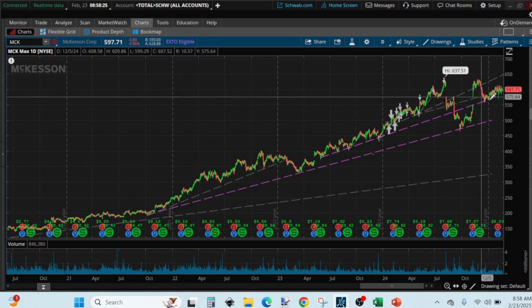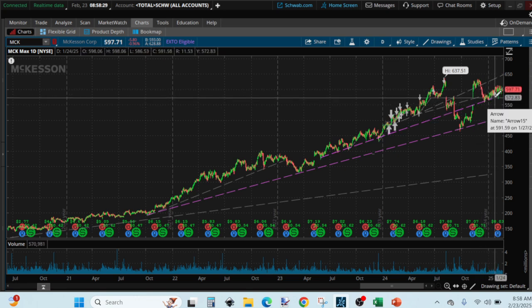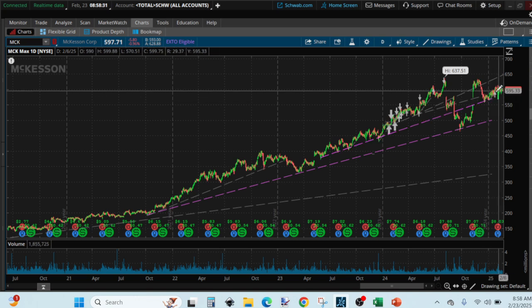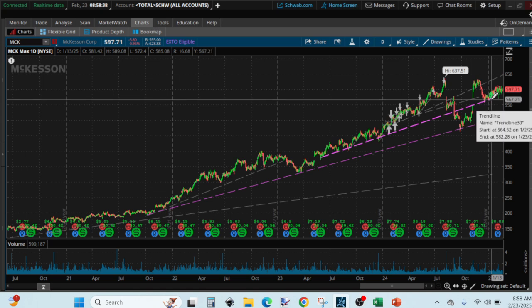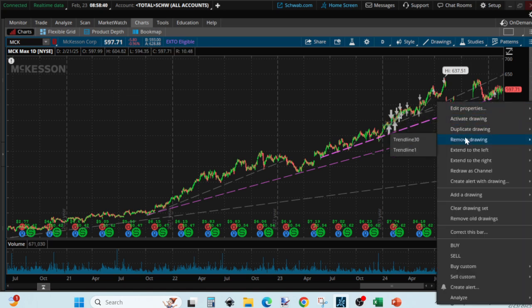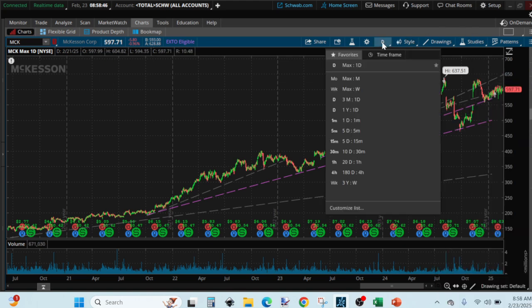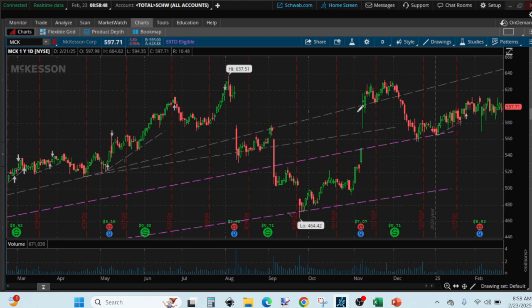Therefore, when it pulled back to this trend line, we bought it there. But now it's lingering around that trend line. That makes me think it could still be a good entry point for us. So let's go to the 1 year daily chart so that we can see the trend line that we'd like to extend.